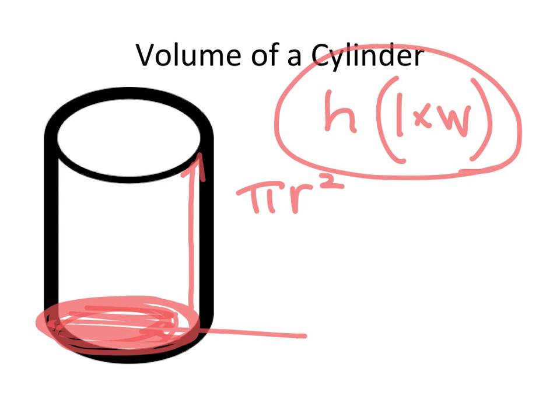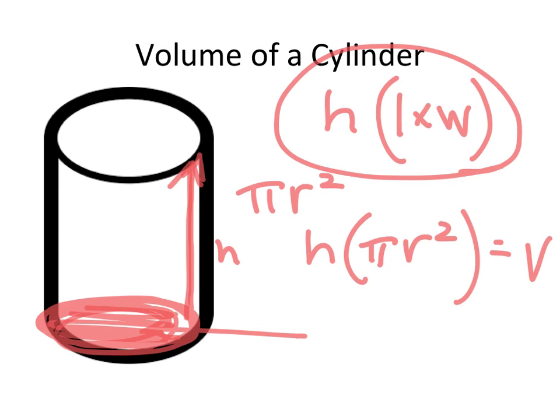Now we need to know how many of those layers it will take. That's the height. So if we take the height times pi r squared, we will have the volume of this cylinder. A nice way to show this to students is to use something like a tennis ball container, and we can actually have them feel the bottom and say, okay, here's the area of the bottom, now we're going to fill it up. How many of those layers will we need to get to the top?